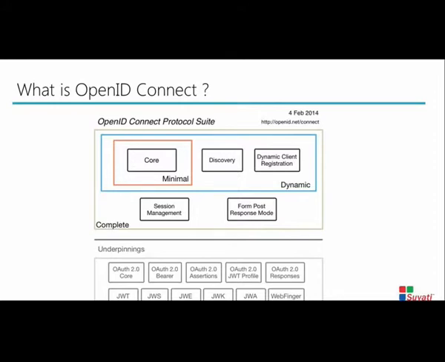Now, as I said, the OpenID Connect protocol is basically built on top of the OAuth 2.0 framework, right? So in this diagram also, you can see that the foundation of the OpenID Connect protocol is OAuth. So you have the OAuth 2.0 core, the bearer facilities, the assertions, the JSON Web Token profile facility, as well as the OAuth 2.0 responses. So again, reiterating that keyword, REST-like manner.